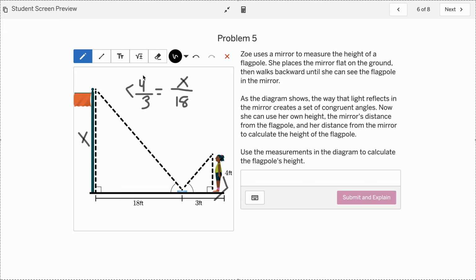Or I can figure out the relationship between these two numbers, which in this case is going to be harder than just finding my scale factor. But I know that 3 times what is 4? 3 times, is it 1 1/3? Yeah, it's 1 1/3. So if I multiply 3 by 1 1/3, I'm going to get 4. If I multiply 18 by 1 1/3, I should get 24. So 18 times 1 is 18, 18 times 1/3 is 6, so 18 plus 6 is going to be 24.